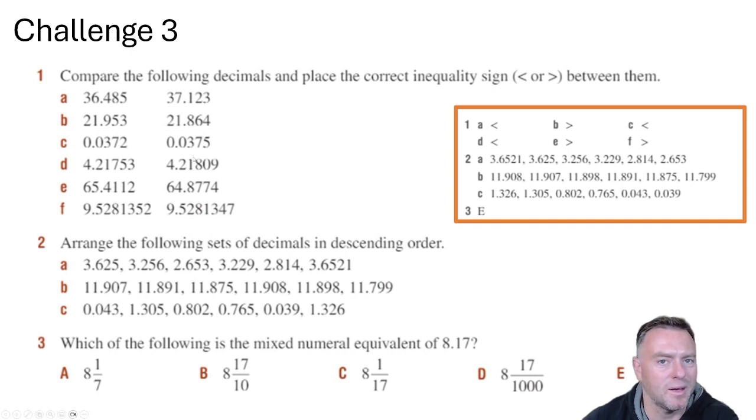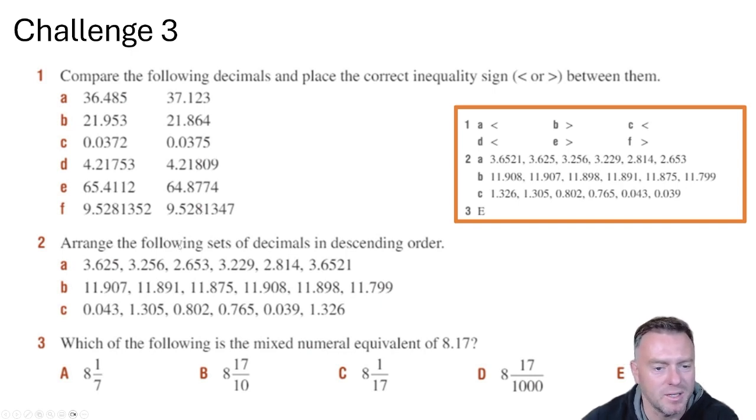Cool. So what you should have found with the first one is 36.485 is less than 37. 21.9, so that's going to be greater than. 0.0372, so that's going to be less than. 4.217, so 17 is going to be less than 18. 65 straight away, that's going to be greater than. And then 9.52813, and then the 5, so then that's going to be less than based off the place values. That's right. This side's going to be greater than that.